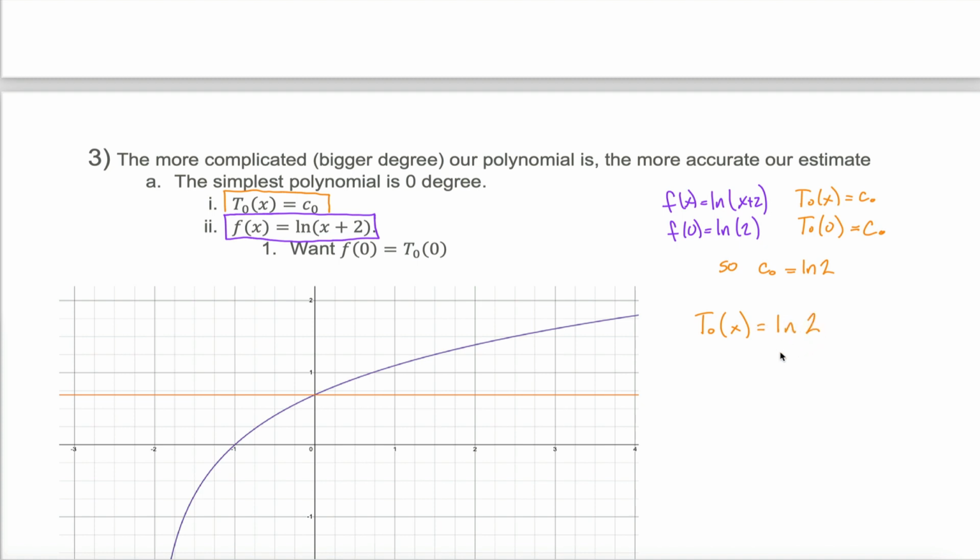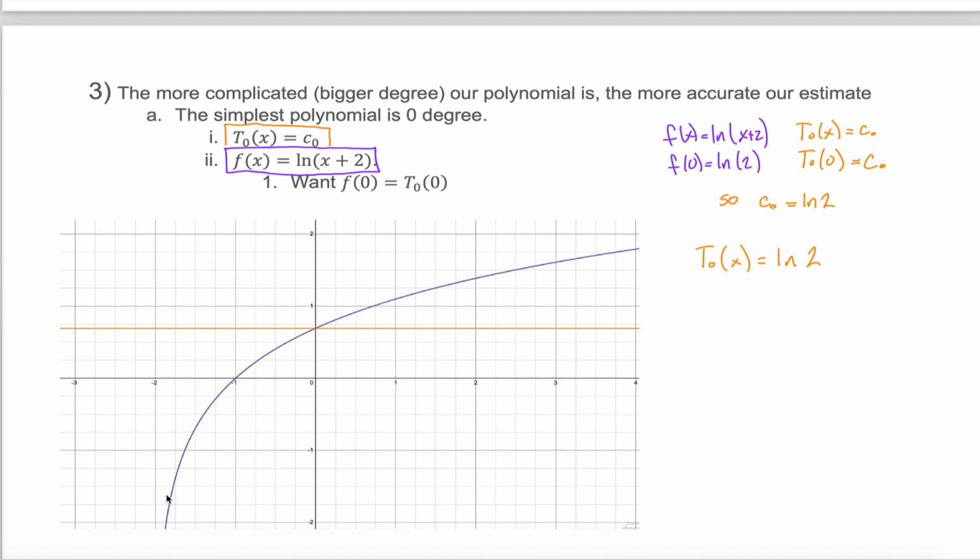Natural log of 2 is some number that's like 0.7 something. So this polynomial, which is really just a constant function, will always have a height of the natural log of 2, that 0.7 something. That's what's pictured right here in orange. The function that I'm trying to approximate is pictured in purple. The polynomial that I'm trying to approximate it with is pictured in orange. Good news and bad news. At the point where x equals 0, these two curves have the exact same height.